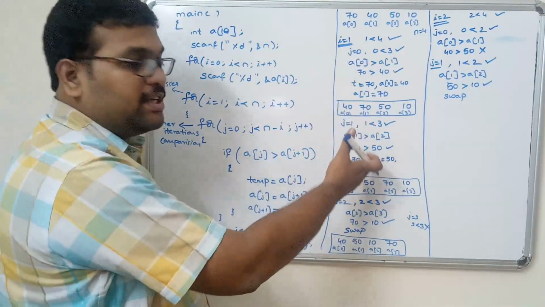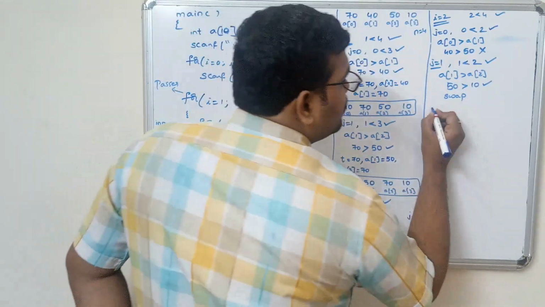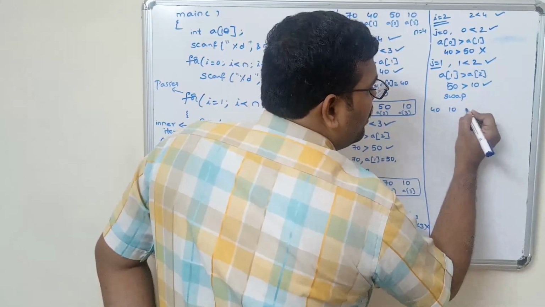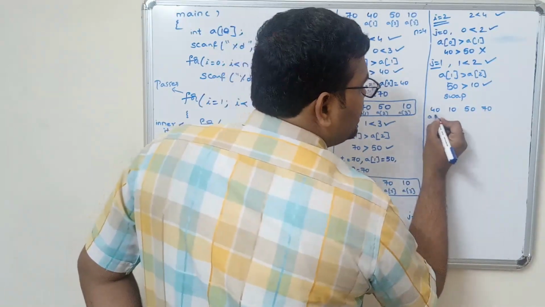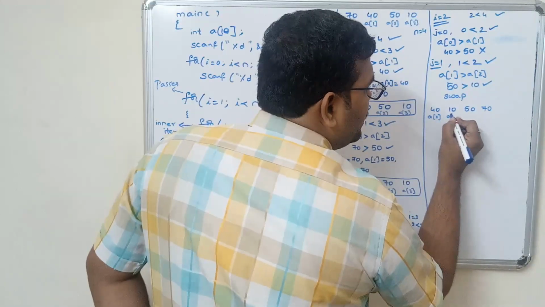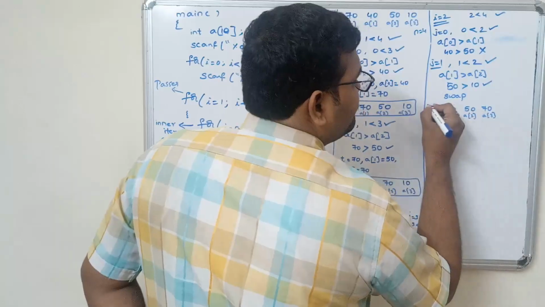So the same operation will be performed here. After that we will get the result: 40, 10, 50 and 70. So this is the 0th index, first index, second index and the third index.